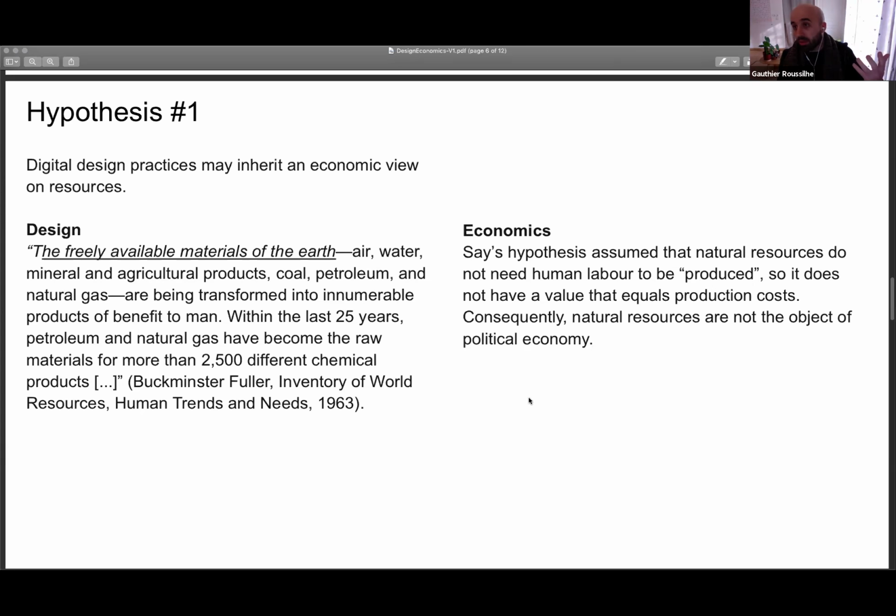We assume that natural resources are not part of political economy because nobody produces resources, so there is no production cost. If there is no production cost, then it has no value. It cannot be put in the market system. So as it was explained at the time, in 1803, a long time ago, he assumed that natural resources were not part of political economy.